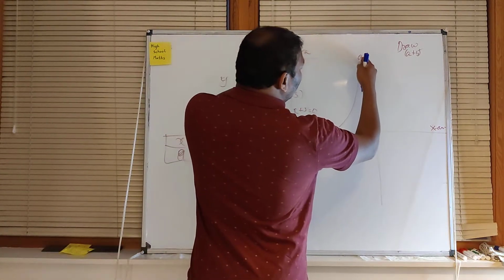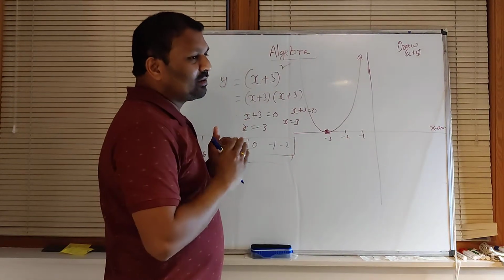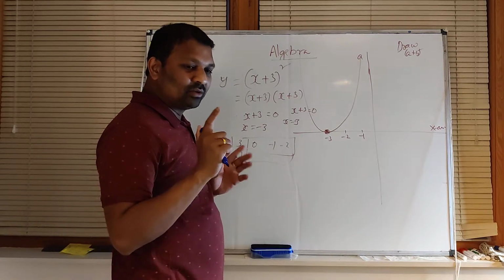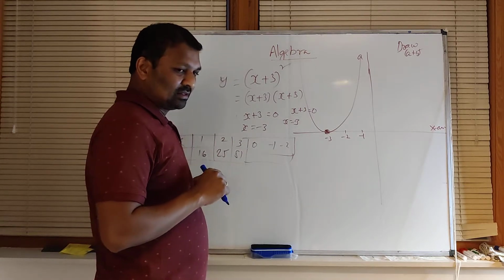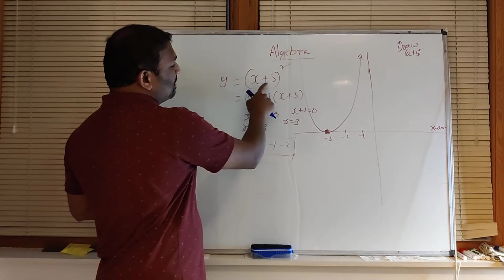Both arms: this is called one arm, and this is called another arm. Every quadratic expression will have 2 arms, a right arm and a left arm. If it is a cube, it will come like this. If it is 4, it will come like this. Because it is a square here, the maximum power of x is 2.